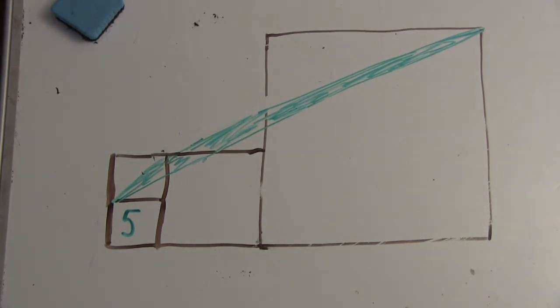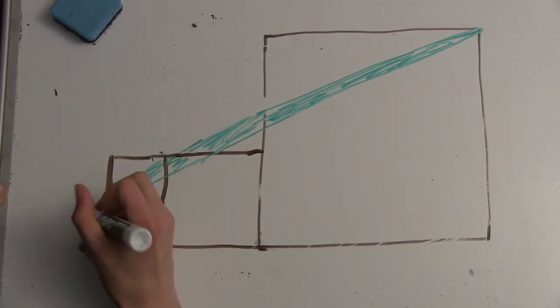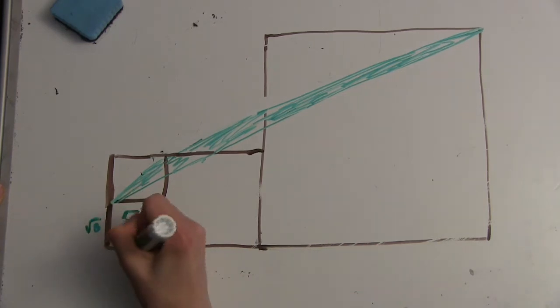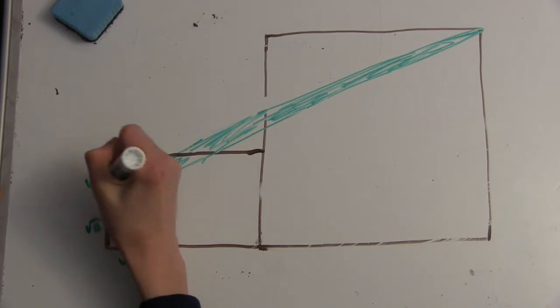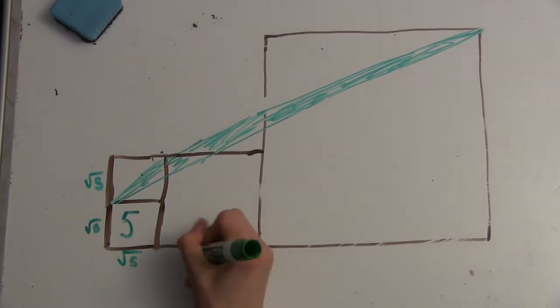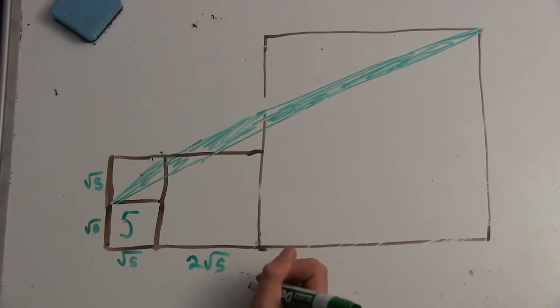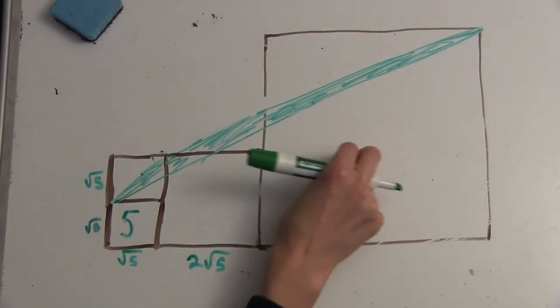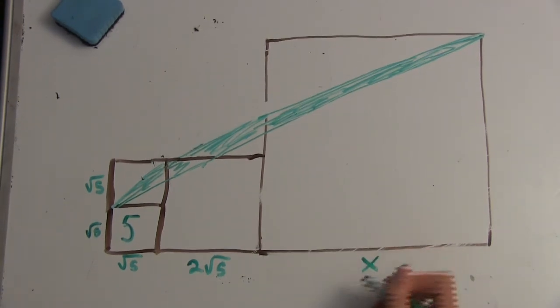Alright, so first thing we can tell, we're only given that these are all squares and the area of this square is 5. So from that we can say that this is root 5, this is root 5, and this here is also root 5. That means that this is 2 root 5. And since there's no real way to figure out what this square is here, I called that x.